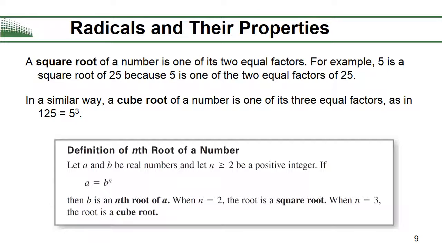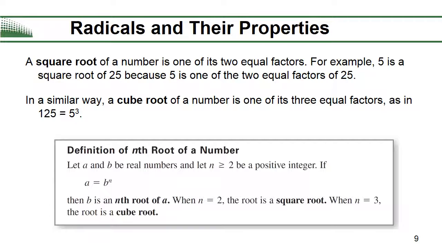The square root of a number is one of its two equal factors. For example, 5 is a square root of 25 because 5 times 5 is 25. A cube root of a number is one of its three equal factors. For example, the cube root of 125 is 5 because 5 times 5 times 5 is 125.